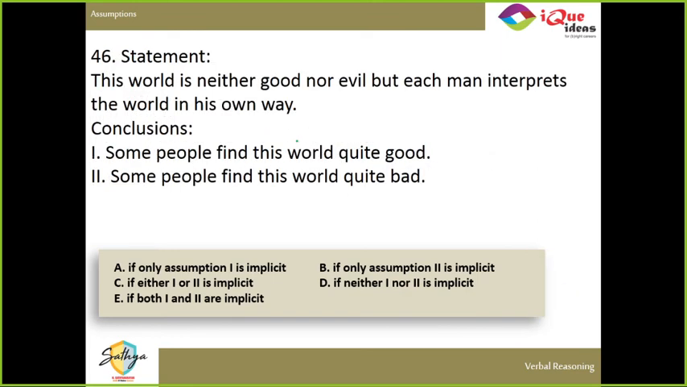Next one. The world is neither good nor evil, but each man interprets the world in his own way. So obviously, some people think it is good. At the same time, some people think it is bad. So what will we mark in this one? Is it possible to have both the conclusions correct at the same time? Is it possible that at the same time, some people think the world is good and others think it is bad? Can both the conclusions be true at the same time?